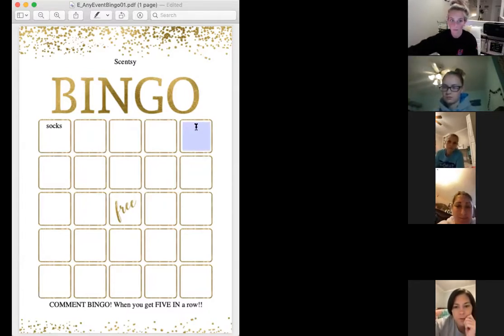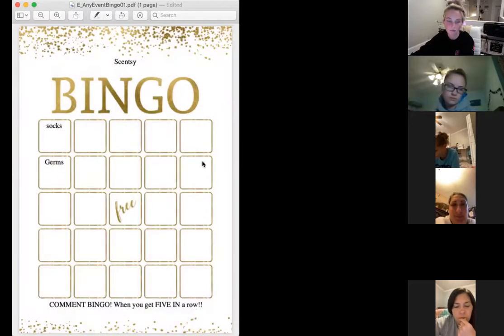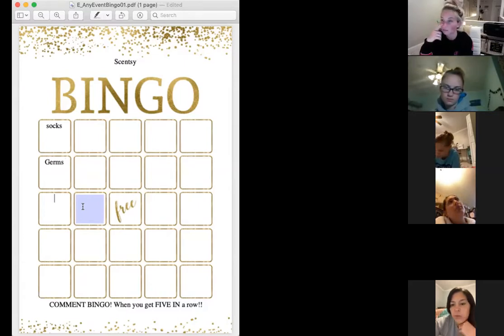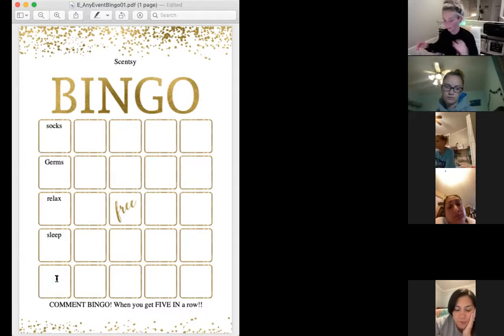Germs. Germs. That's good. Okay. And then what else is there? Scentsy soak. Okay, so we could do bathtub, or what comes to mind when you think Scentsy soak? Relax. That's a good one. And then maybe spa for a diffuser, or what do you guys think? Sleep. Sleep. That's what I think about. That's good. And then what else is there?